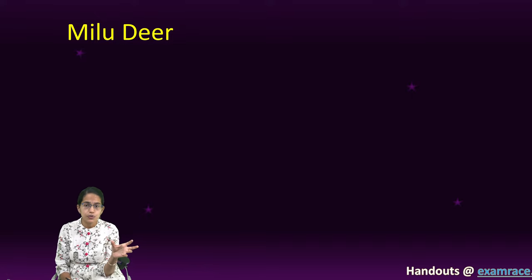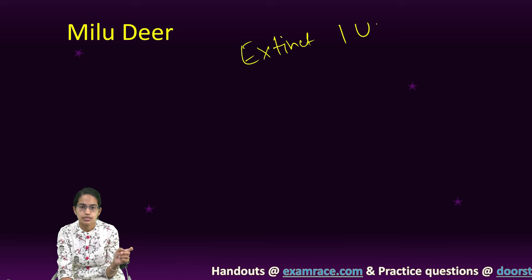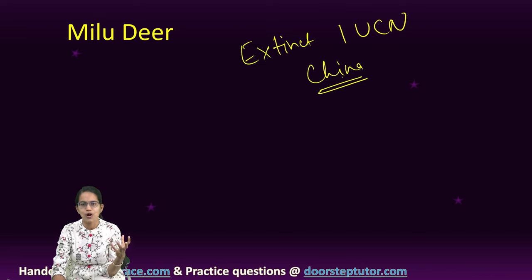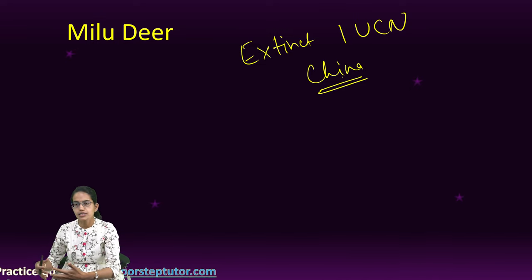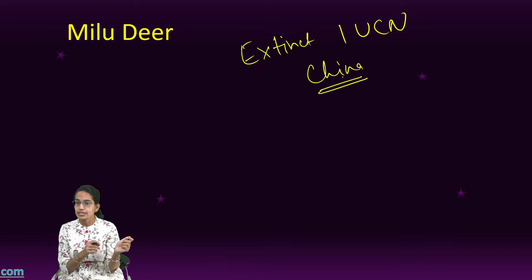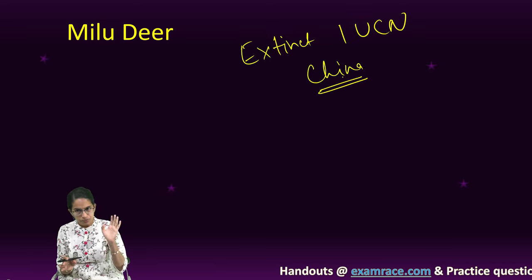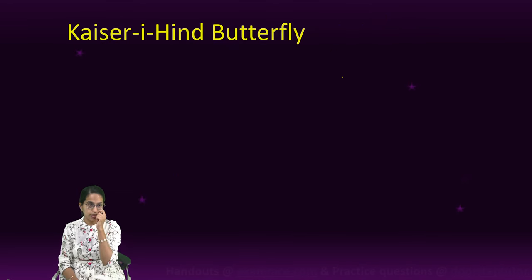The next is Milu Deer. This was considered as extinct under the IUCN classification. However, in China recently, Milu Deer has been found. The most interesting thing is it rolls on the ground, especially during the mating seasons, and this also makes the soil very fertile. However, it had been hunted extensively for meat, and loss of the habitat for this Milu Deer resulted into the extinction. But we have seen one of the species which was found recently.